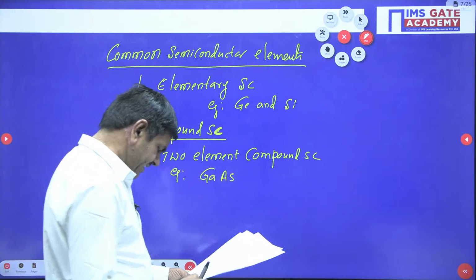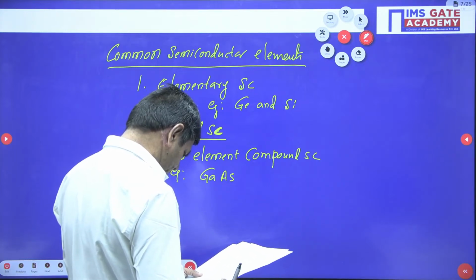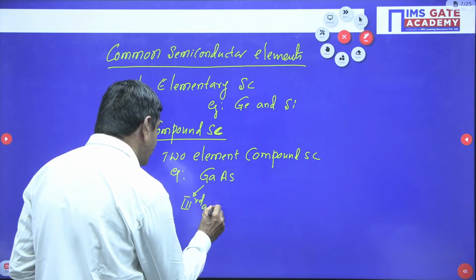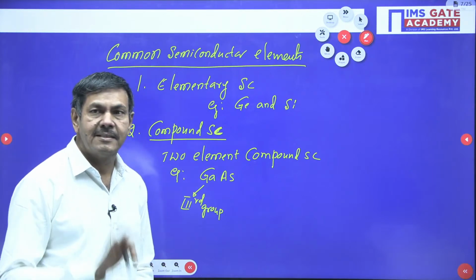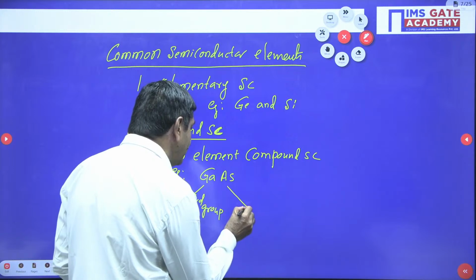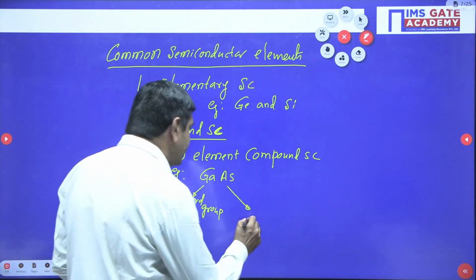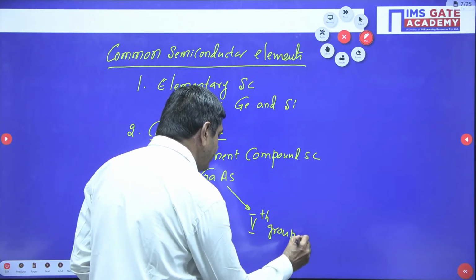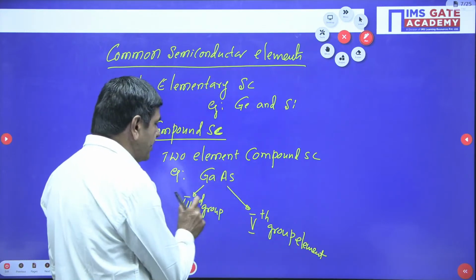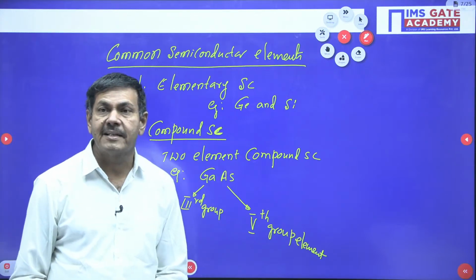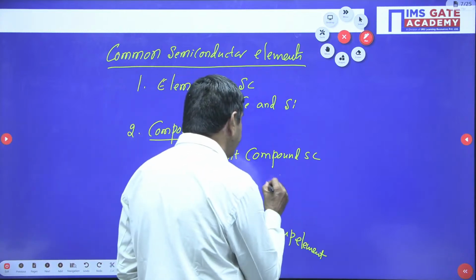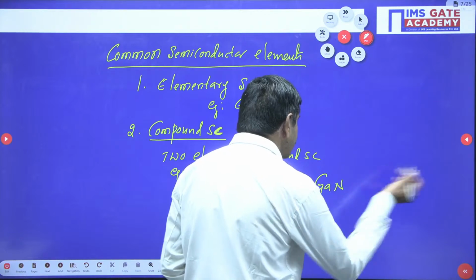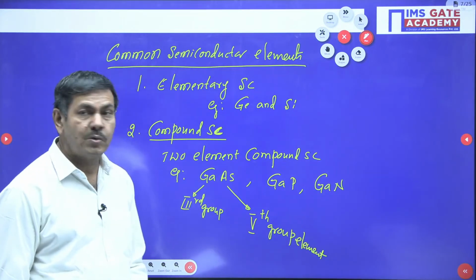Gallium comes under the third group element. Third group element means the valence electrons of gallium is 3. And arsenide, in gallium arsenide, is the fifth group element only. When the third group and fifth group elements are combined, the two element compound semiconductor is formed. Other examples are gallium phosphide, GaP, and also gallium nitride, GaN. There are so many examples you can give. All these come under the two element compound semiconductors.